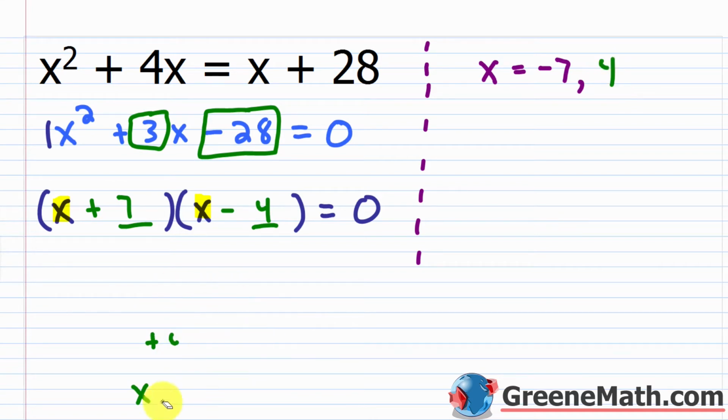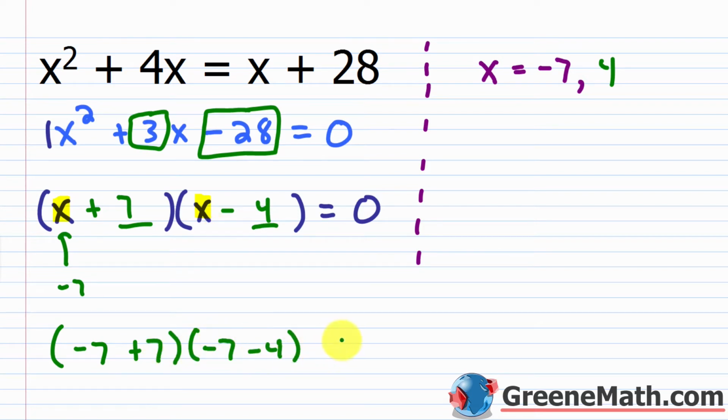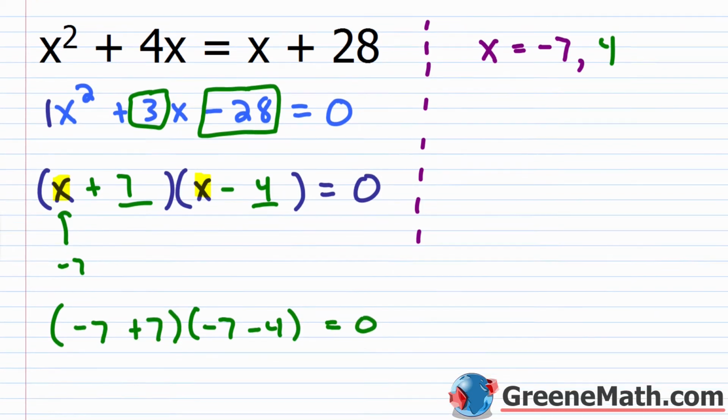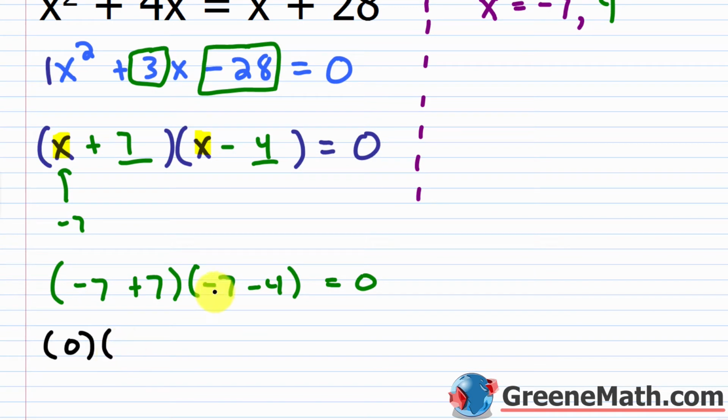Now, when we check this, I want to show you in this factored form what happens. Let's start out by checking x equals -7. If I plugged in a -7 for x there, what happens? You're going to have a -7 plus a 7, and then over here, you're going to have a -7 minus a 4, and then, of course, this is equal to 0. -7 plus 7 is 0, so this is where the magic happens. You have 0 times, and it doesn't matter what this is over here, it's going to work, right? Because 0 times anything is just 0. -7 minus 4 is -11. 0 times -11 is 0. So you get 0 equals 0.